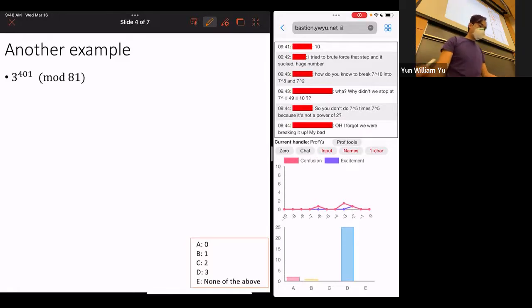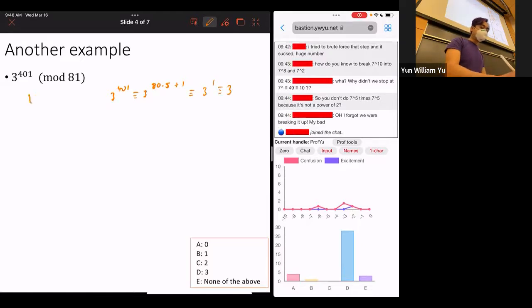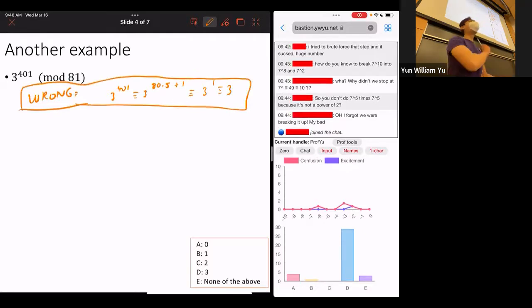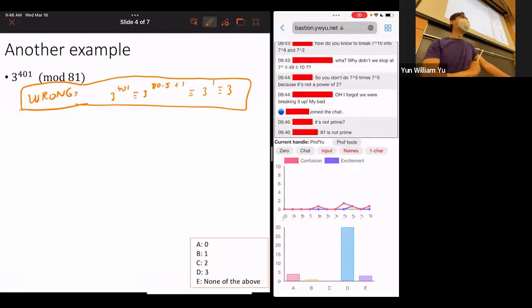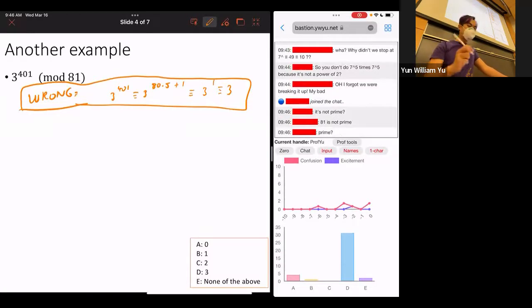Well, let's take a quick look at this. My guess is that you did this by saying, well, 3 to the 401 is congruent to 3 to the 80 times 5 plus 1, right? Which is congruent to 3 to the 1, which is congruent to 3. That is wrong. Why is this wrong? It's not prime. 81 is not a prime number. Fermat's little theorem only works when you're working with a prime number. And so that does not work.